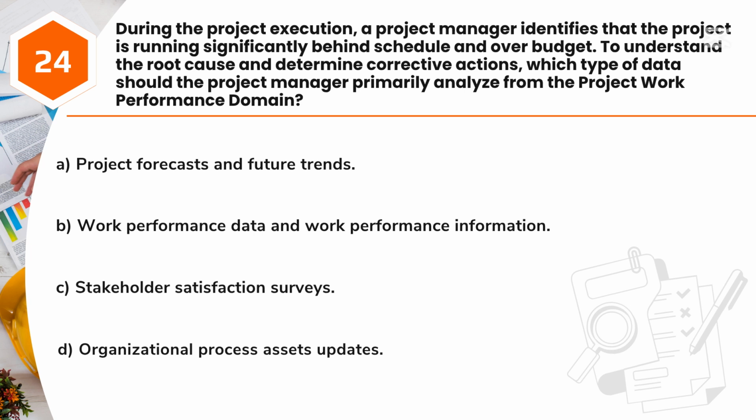Question 24. During the project execution, a project manager identifies that the project is running significantly behind schedule and over budget. To understand the root cause and determine corrective actions, which type of data should the project manager primarily analyze from the project work performance domain? A. Project forecasts and future trends. B. Work performance data and work performance information. C. Stakeholder satisfaction surveys. D. Organizational process assets updates.